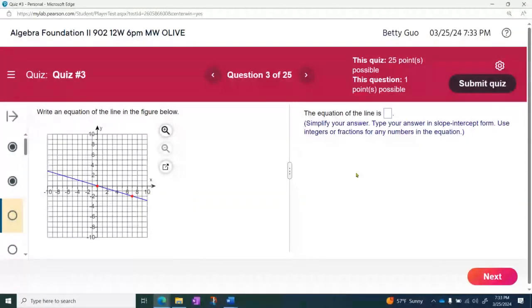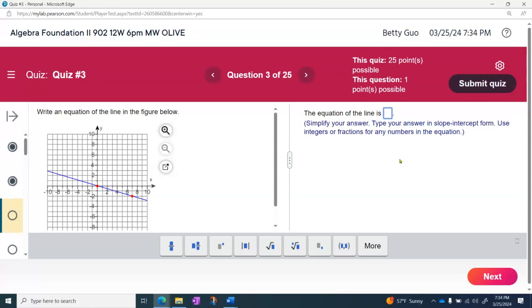The equation of the line. Simplify your answer. Type your answer in slope-intercept form. Use integers or fractions for any numbers in the equation. Write an equation of the line in the figure below. Okay. Since we are doing slope-intercept form, you're going to tell me what is the slope and what's the y-intercept. What's the slope? Is the slope going to be positive or going to be negative?